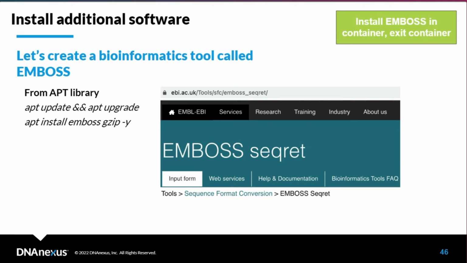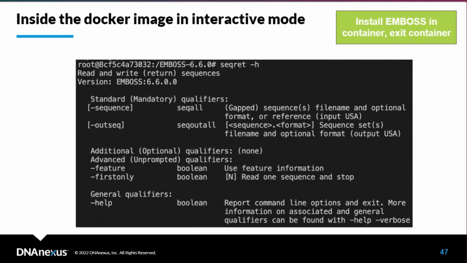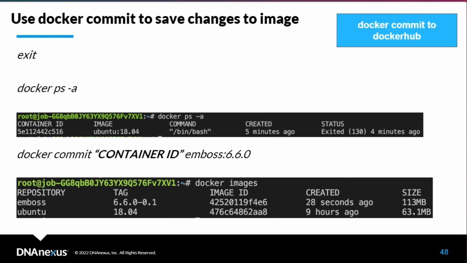All right, so let's move to the next part. Once we successfully installed our tool, we can now test inside the interactive mode if it's working properly. In this case, one subtool of EMBOSS is called seqret. So we can try seqret -h, which will show us the help page, all the help documentation for this command in the command line interface. Perfect.